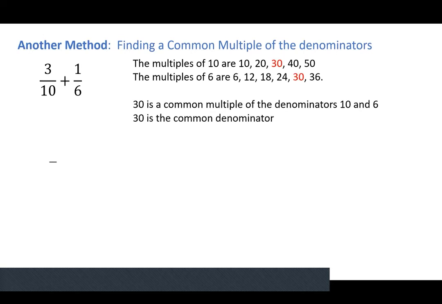So when we look at 3/10 plus 1/6, so looking at multiples, so the multiples of 10 are 10, 20, 30, 40, and 50. Multiples are in part of grade 4, so you'll have to do some catching up.